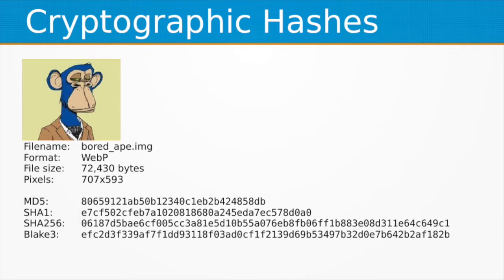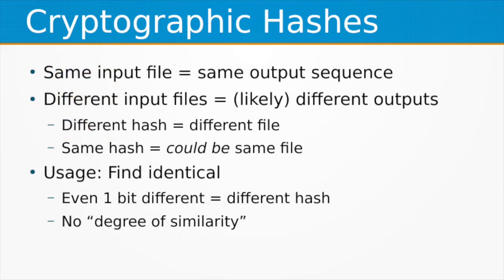And if your file has the same cryptographic hashes, then we can be very confident that you have, byte for byte, the same file as me. With cryptographic hashes, the same input file always generates the same output sequence. If the files differ even by 1 bit, then the hashes will be different. If the hashes are the same, then they are likely bit for bit identical. With cryptographic hashes, there is no degree of similarity. They are either different or they are not.